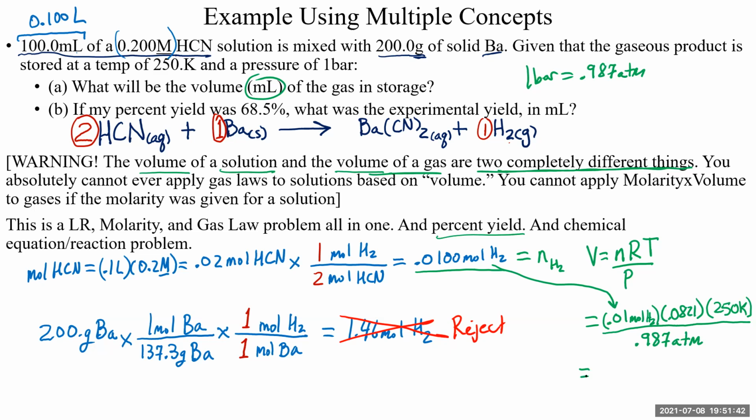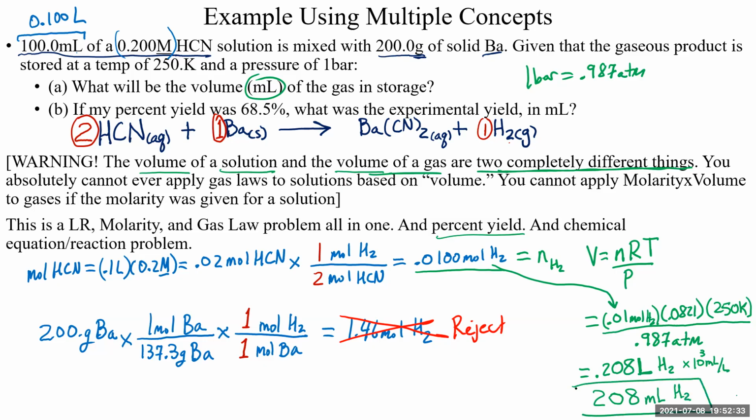Okay, so we take our numbers, 0.01 multiplied by 0.0821 multiplied by 250, and then divide by 0.987. That gets us 0.208, and be careful about the units. These are liters of hydrogen gas. This is not liters of solution. This is liters of hydrogen gas. Convert to milliliters by multiplying by 1,000. And that gets us to our final answer of 208 milliliters, or cubic centimeters if you prefer, of hydrogen gas.